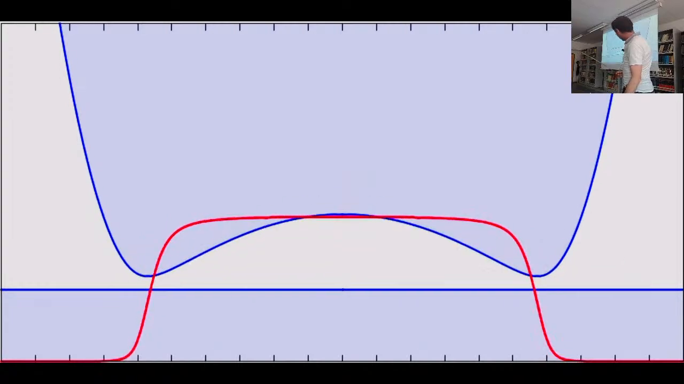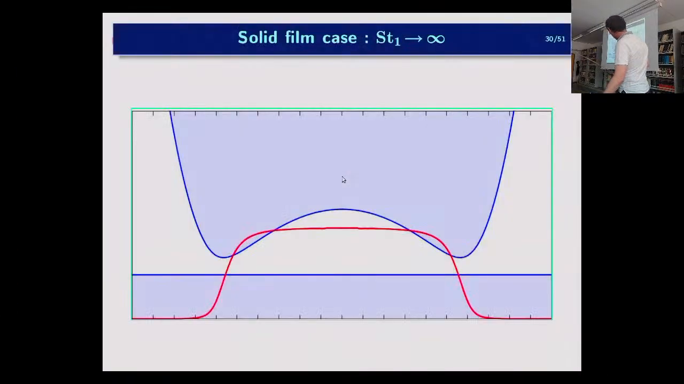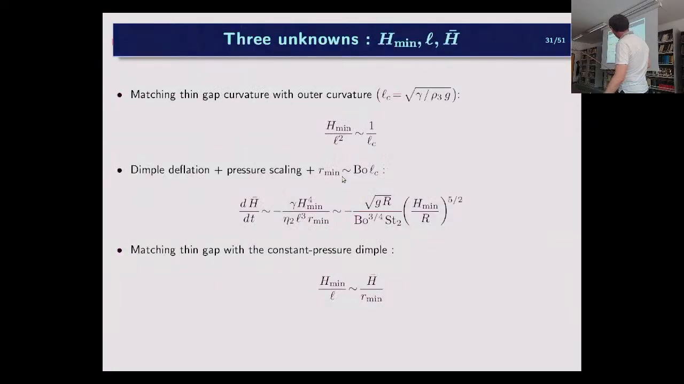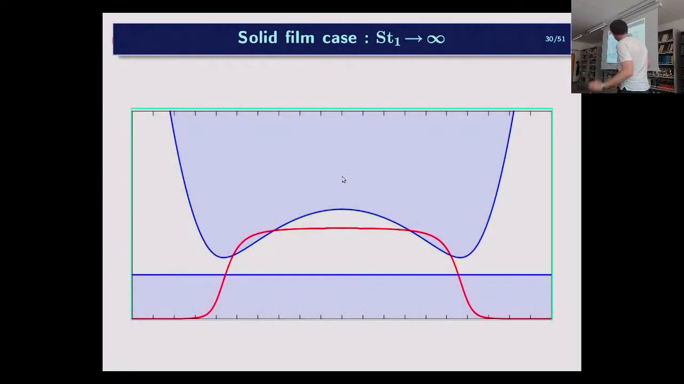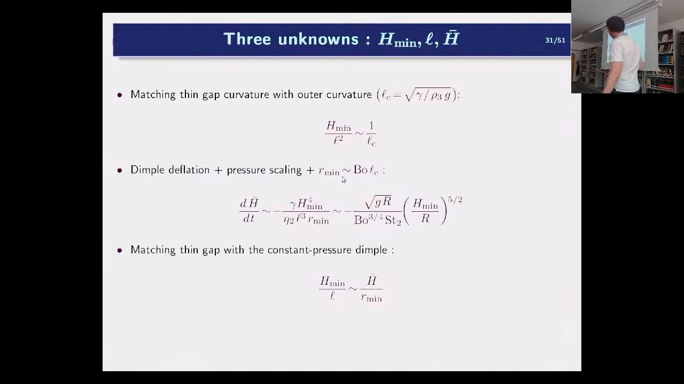So we can do scalings for this pressure and the dimple. It was known before. You can find JFM papers from the 60s explaining this. This is somehow an asymptotic matching. I'll come back to this later. I'm going to match the curvature of this region to the outer curvature of the drop, and I'm going to match the slope in this region to the slope of the dimple, which is a parabola. This is basically what we do when we do asymptotic matchings.